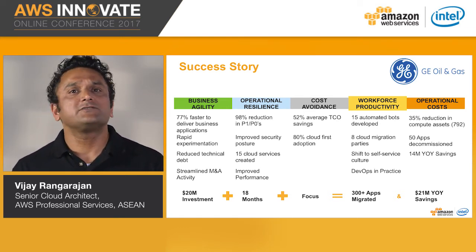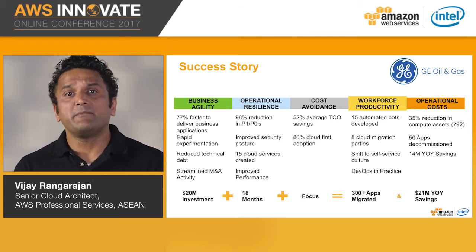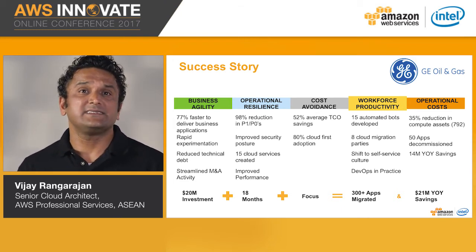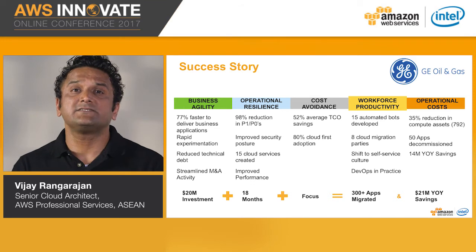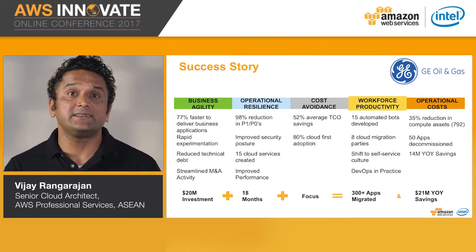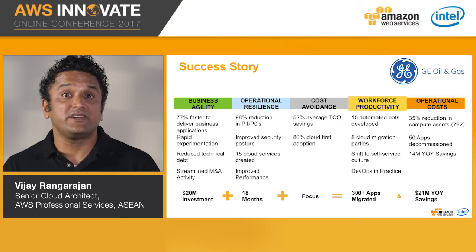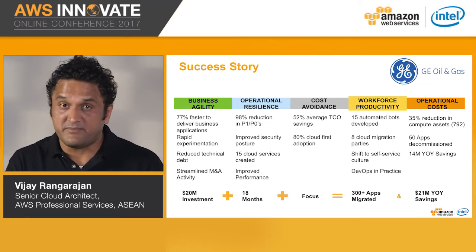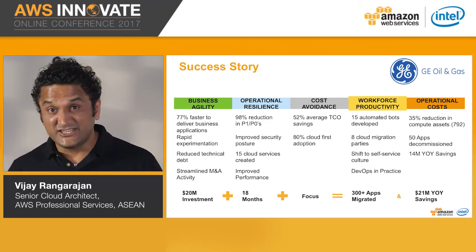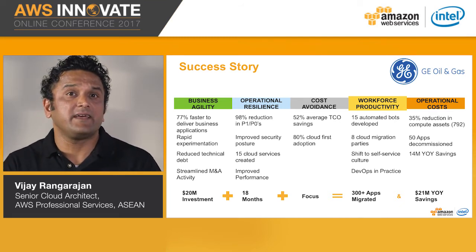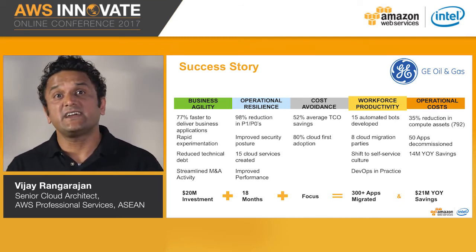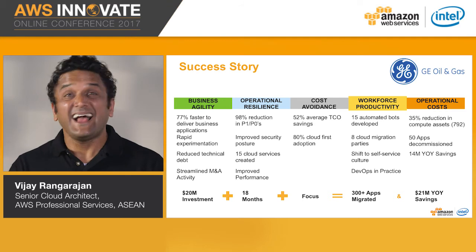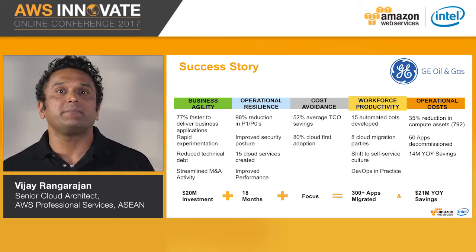Over time, we have not only helped them save over 21 million by migrating 300 plus applications in a year, but we are also able to make them more agile. They are able to now go 77% faster to deliver to the business. We are able to reduce the technical debt much quicker and also manage to reduce 98% of high severity incidents, which overall improve their application and performance. In addition, we were also able to save them 52% on the TCS savings, which kind of improved their workforce productivity by shifting to a self-service culture. And this is exactly what a large-scale migration can help you achieve.